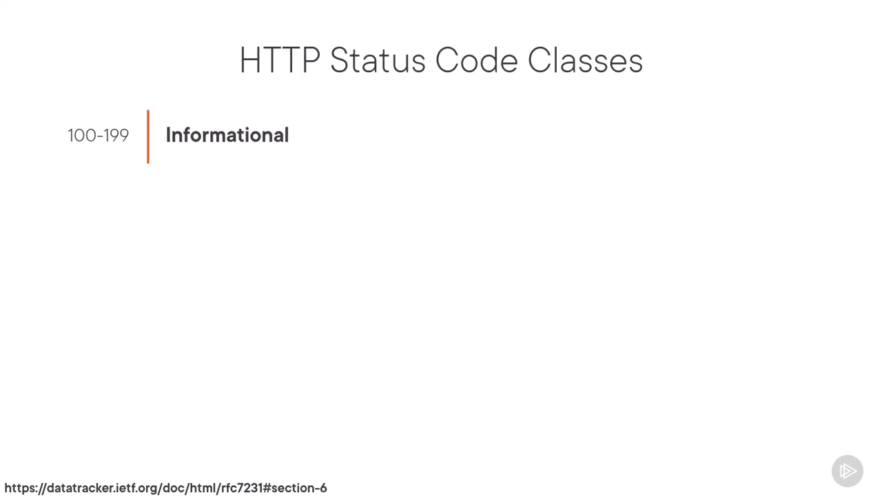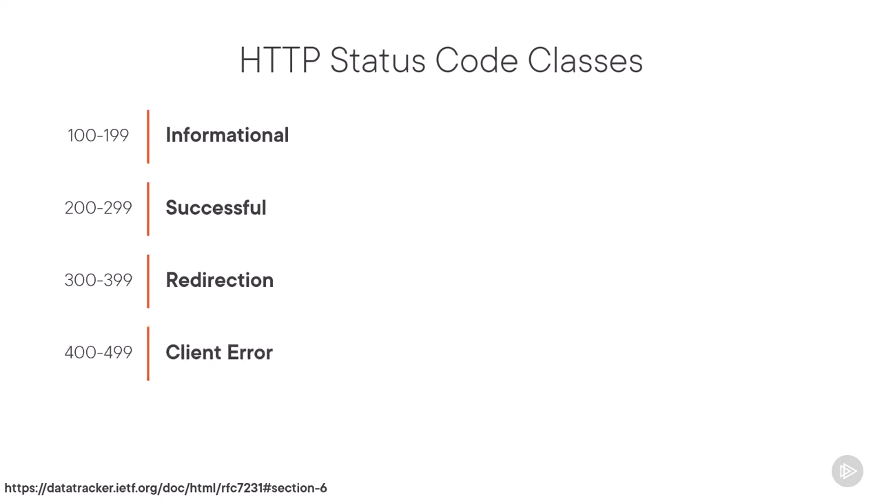Class 100 codes are informational and in practice are rarely used. Class 200 codes indicate a request was successful, with some variation in the details. Class 300 codes are used for redirection to indicate that a resource may be found elsewhere. Class 400 codes are used to describe various client errors, including authentication and authorization failures. And Class 500 codes are used to indicate server errors.